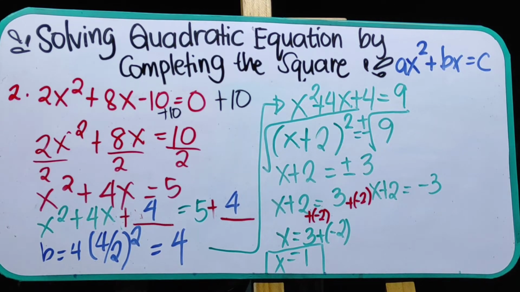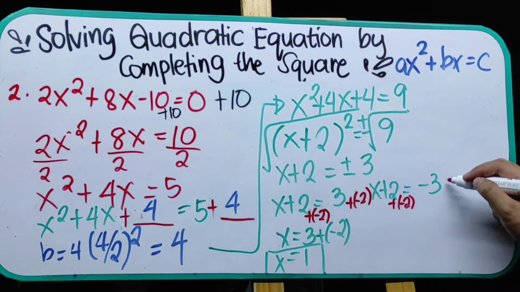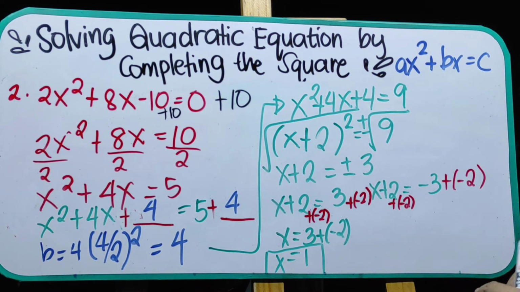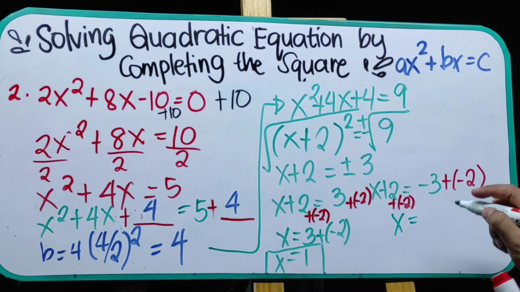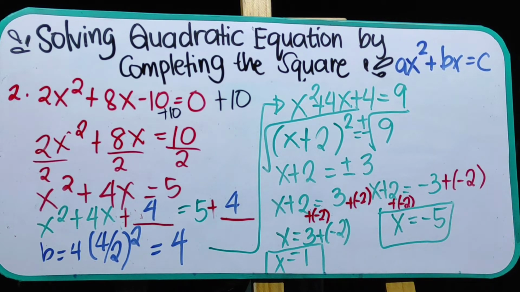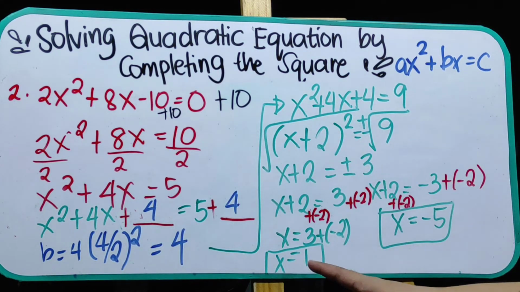Okay po. Ito naman, same lang din. Add tayo ng negative 2 by addition property of equality plus negative 2. Okay, so, ang matitira na lang sa left side ay si x. And then, negative 3 plus negative 2 is negative 5. So, the roots of quadratic equation number 2, which is 2x squared plus 8x minus 10 equals 0, are positive 1 and negative 5.